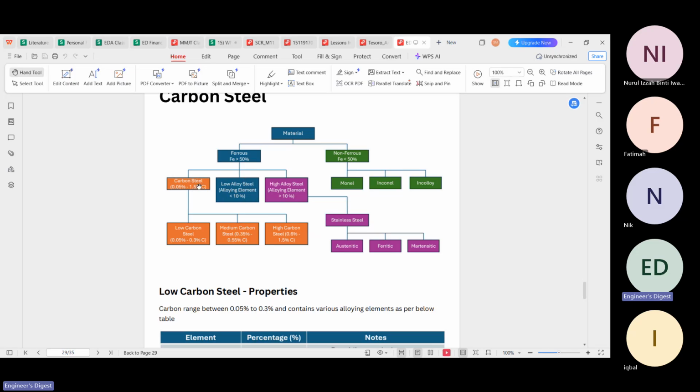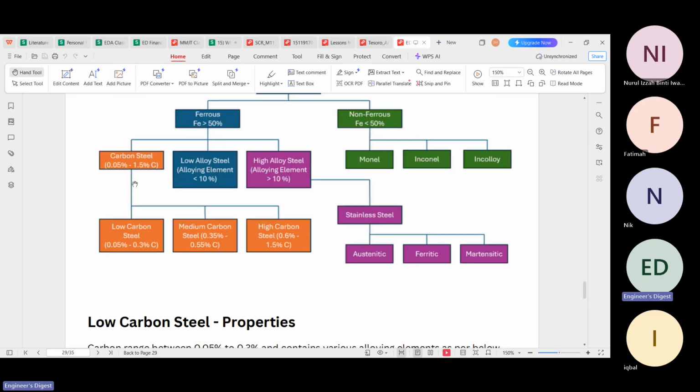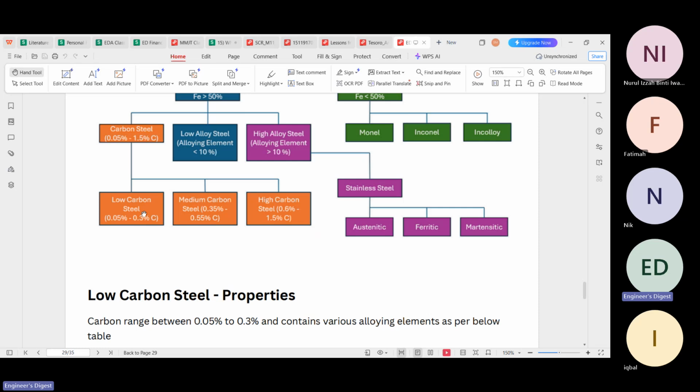Okay, what is carbon steel? A point to remember is carbon steel has 0.05% to 1.5% carbon. Between this range of carbon percentage, we call it carbon steel. But carbon steel is also divided into three: low carbon, medium carbon, and high carbon.